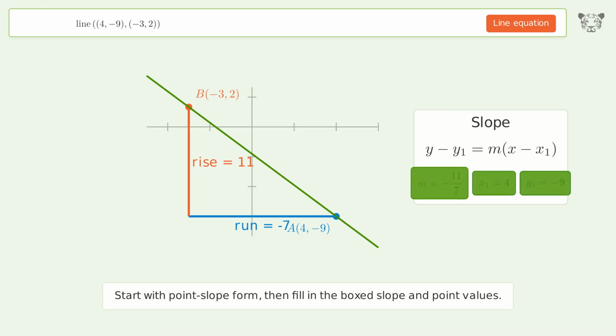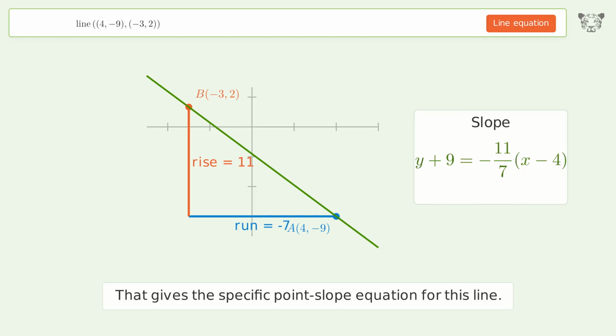Start with point slope form, y minus y1 equals m times x minus x1. Then fill in the boxed values. Slope is -11 over 7, x1 is 4, and y1 is -9. That gives the point-slope equation for this line.